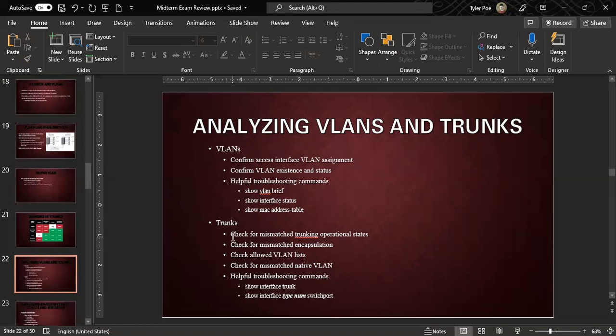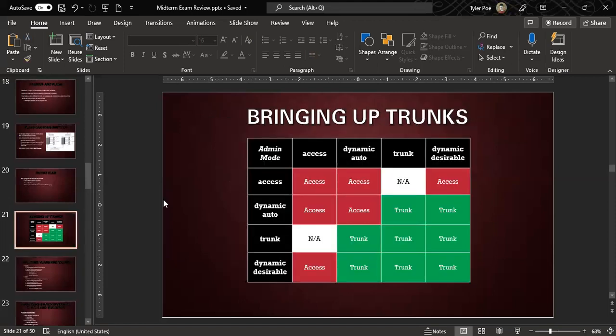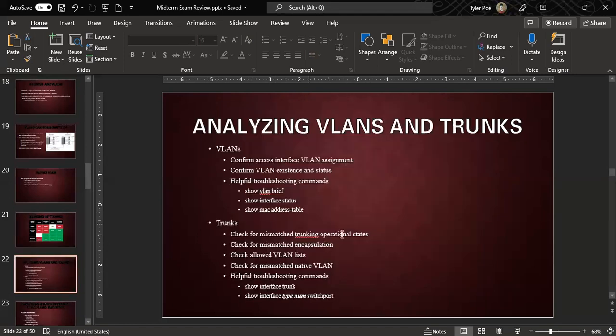When you're reviewing your trunking, looking for problems, you want to look out for mismatched trunking operational states. This would happen when your administrative modes are not correct. For example, if you find that one port is access mode and the other is whatever else, you've got a problem. If both ports are dynamic auto, they aren't going to trunk. Those are the kind of things you want to look out for when you see an operational mode of not trunking or access.